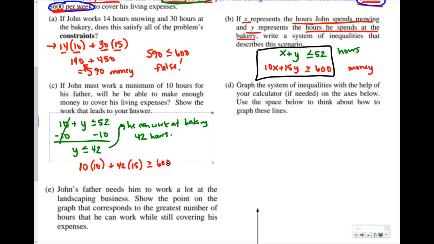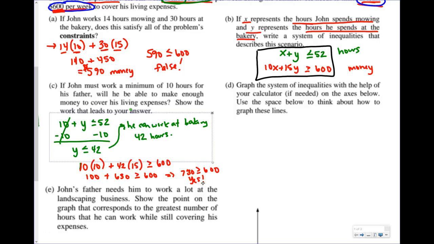Okay, so let's see if this works out. 10 times 10 is 100. 42 times 15 is 630. And is that greater than 600? Absolutely. You're going to get 730, which is greater than 600. So this is one option he could do. He could work 10 hours with his dad and then work 42 hours at the bakery. Okay? Yes, he has enough money. So the answer to the letter C is yes.